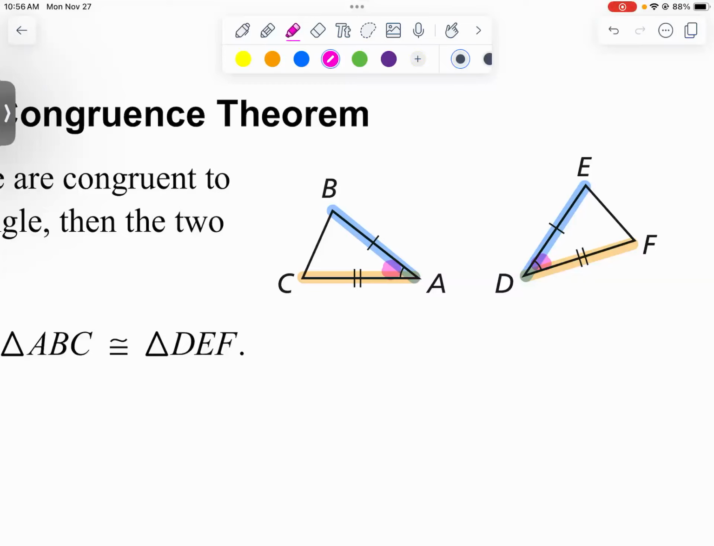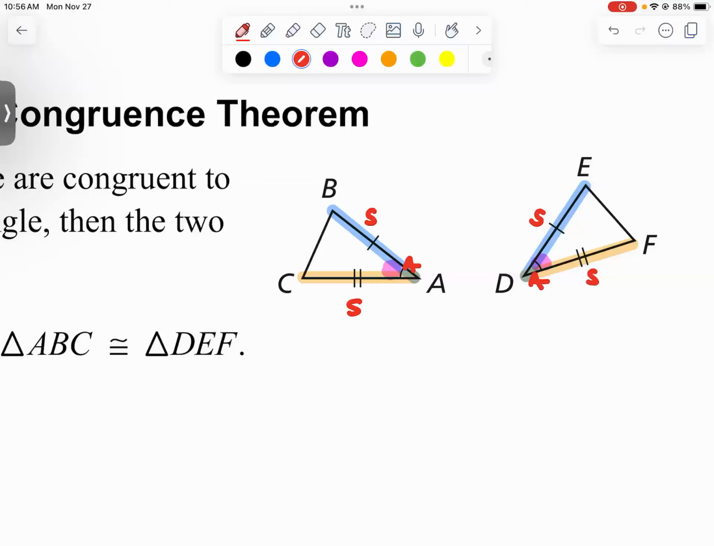So in this picture, we have side, angle, side, side, angle, side. SAS. The angle has to be in between the sides that we know are congruent.